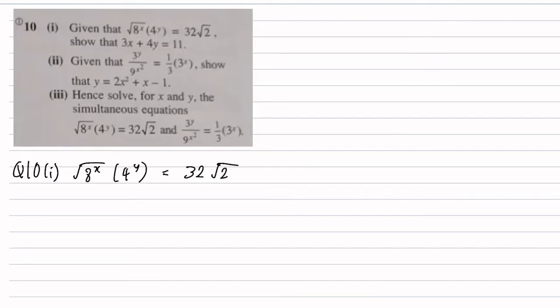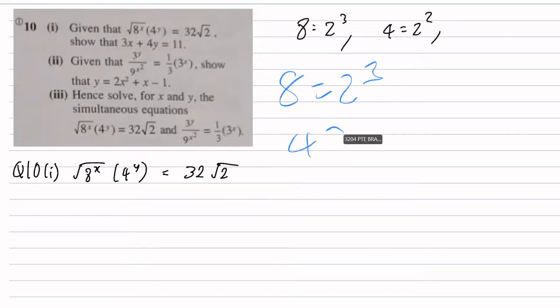32 equals to 8 times 4. That's true actually. Yeah, correct. But I think it would be easier if we prime factor. Yes, they are all powers of 2. 8 is 2 cubed. 4 is 2 square. 32 is 2 to the power 5.